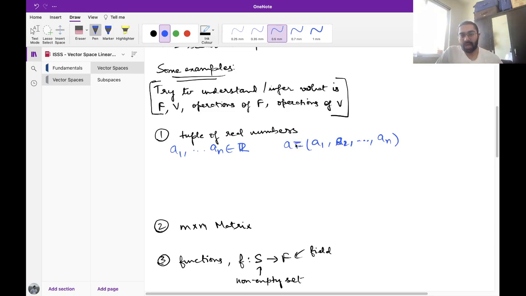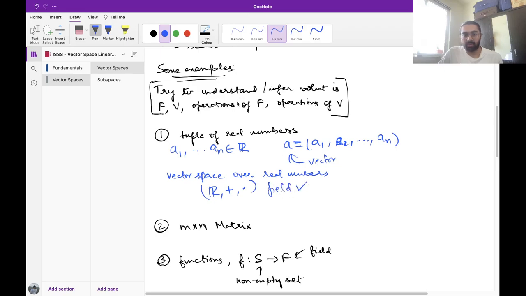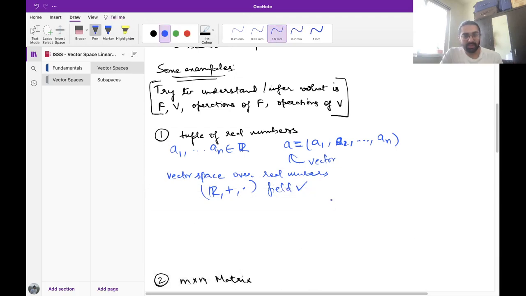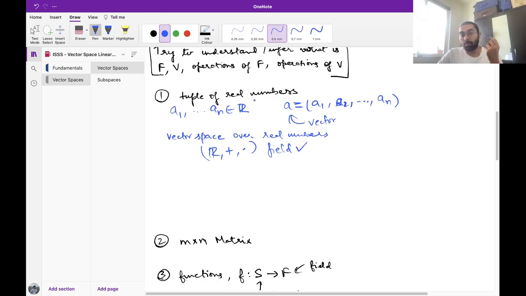So this is called your a. I will define that this is a vector, and I will say that this is a vector space over real numbers. We already discussed in the previous section that real numbers is already a field, right? I can define plus and dot in such a way that this is a field. I have the plus and dot. Now, is this sufficient to claim that this is a vector space? Obviously no, right? We need to prove some conditions on this. Yes. And we need to find out what the operations of V are.